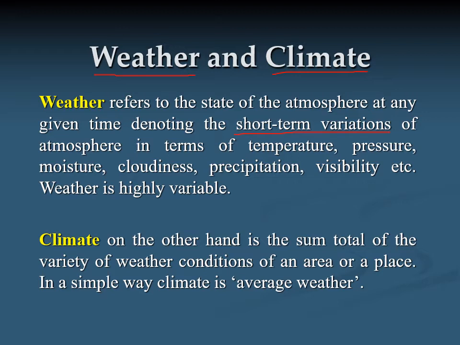Now, what do you mean by atmospheric condition? Atmospheric condition means its temperature, pressure, moisture content, that is humidity, cloudiness, precipitation, visibility. So all these atmospheric conditions are said for a given place for any short period of time. Then that means we are describing the weather condition of that place.